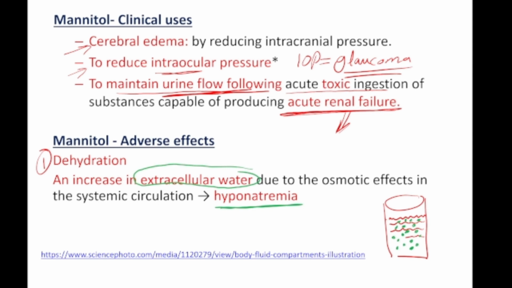Some patients need water removed from the cells. Patients suffer from cerebral edema, so we have edema in the brain cells. This medication removes water from the cells. So for this reason, we can prescribe mannitol for patients suffering from cerebral edema. Number 2, this medication reduces intraocular pressure. For this reason, this medication could be used for glaucoma. This medication maintains urine flow following acute toxicity. Therefore, we can prescribe it during acute renal failure. Mannitol adverse effect: because mannitol increases excretion of water in urine, the patient may suffer from dehydration. We already discussed how this medication works on the level of extracellular fluid. We are going to have increased water in the extracellular space, and the patient will suffer from hyponatremia.